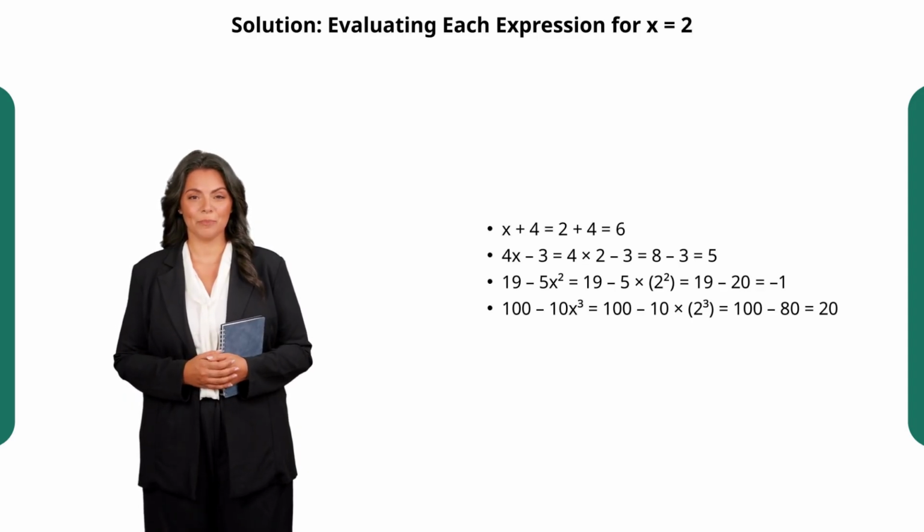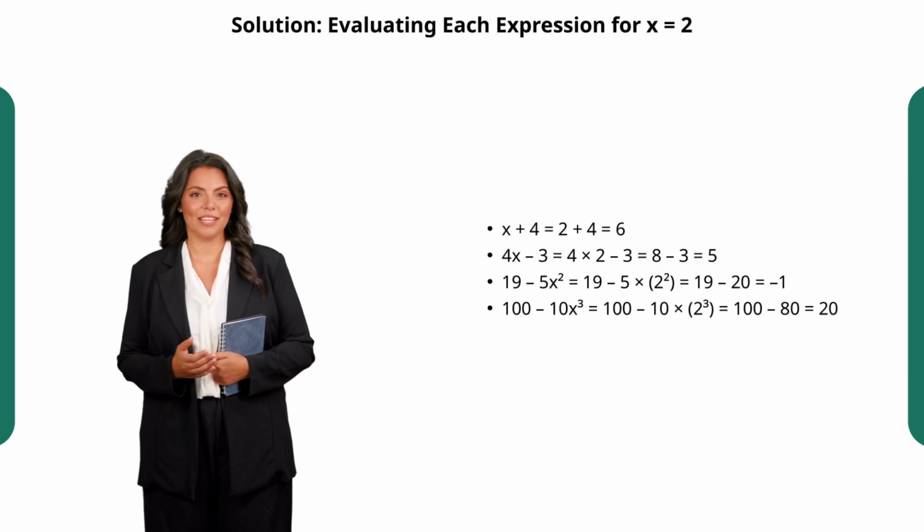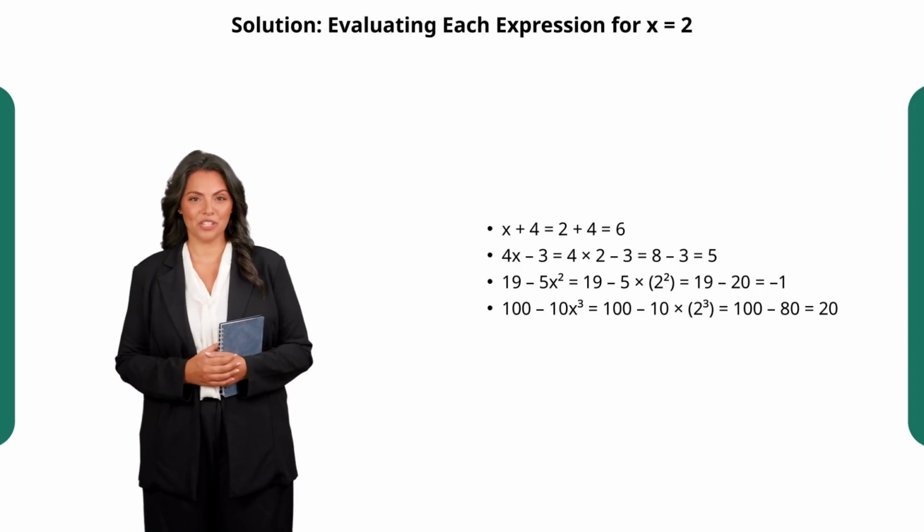In the third example, square 2 to get 4. Multiply by 5 to get 20. Subtract from 19 to get -1. In the fourth example, cube 2 to get 8. Multiply by 10 to get 80. Subtract from 100 to get 20. Did you get the same results?